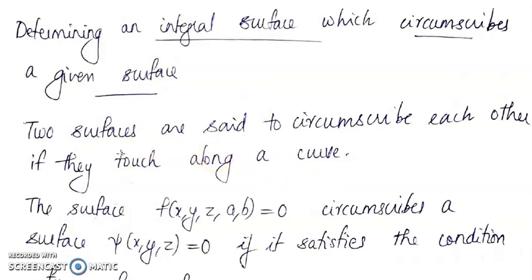So for example, you consider a cone and a cylinder. If you have a cone which is enclosed inside a cylinder, you can imagine that the cone and the cylinder touch each other along a circle. So that is the curve along which they circumscribe. That is the meaning of saying that two surfaces are said to circumscribe. They touch along a curve.